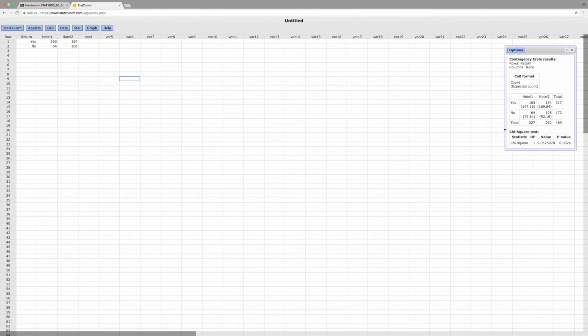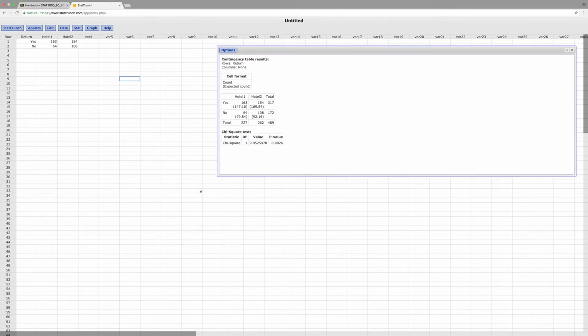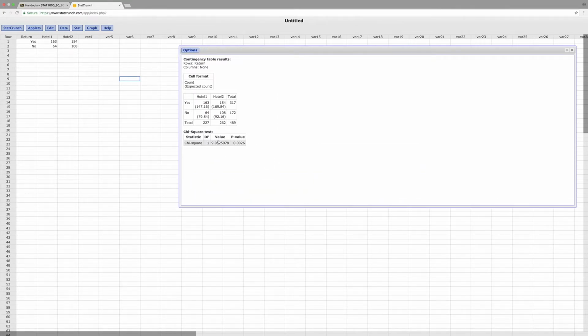And what we can see from the output is that our chi-square test statistic is 9.053. So I'm going to write that down, 9.053. And our p-value is 0.0026.